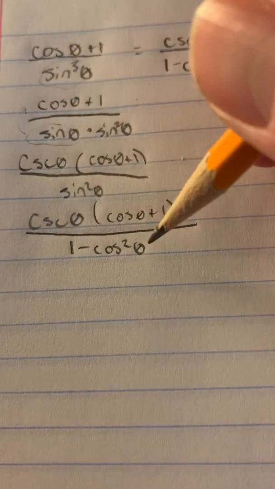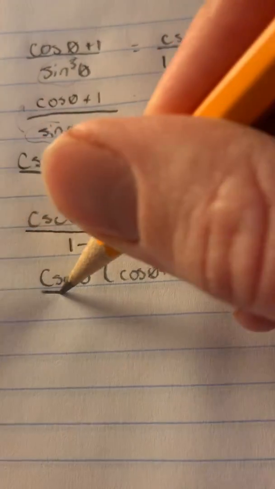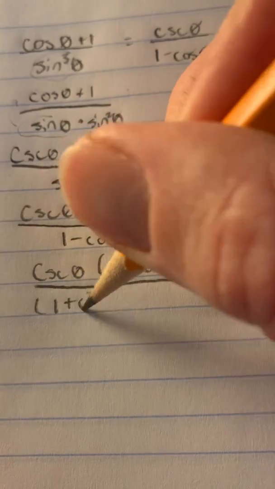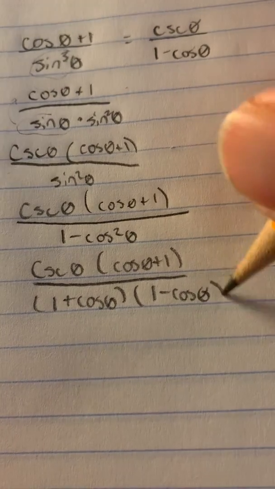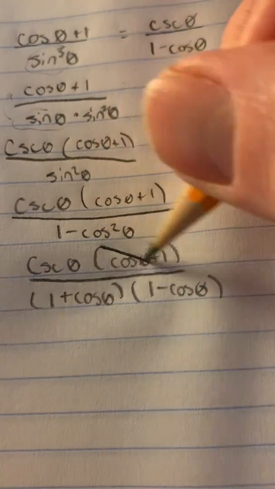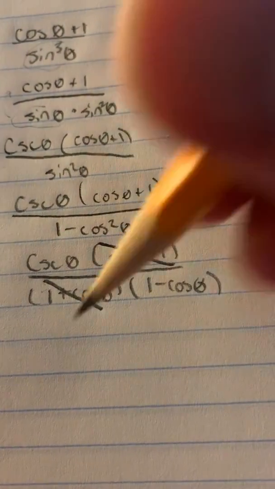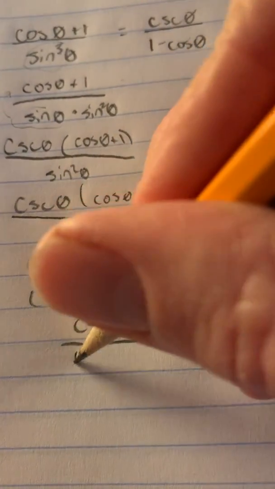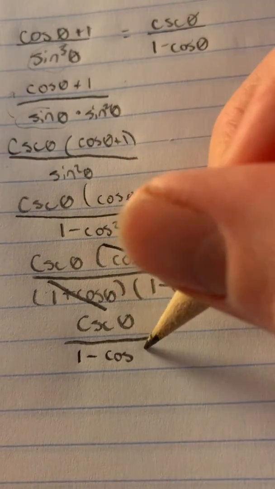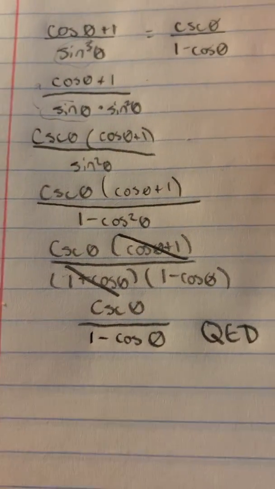And over here, it's just 1 minus cosine of theta, and some of you might recognize that this is a difference of two squares, which means that we can factor it. So we have cosecant of theta multiplied by cosine of theta plus 1 divided by 1 plus cosine of theta multiplied by 1 minus cosine of theta. That makes me happy because the cosine of theta plus 1 will cancel with 1 plus the cosine of theta. They're the same. And then I have what I was looking for, which is the cosecant of theta divided by 1 minus the cosine of theta. And we have completed our proof.